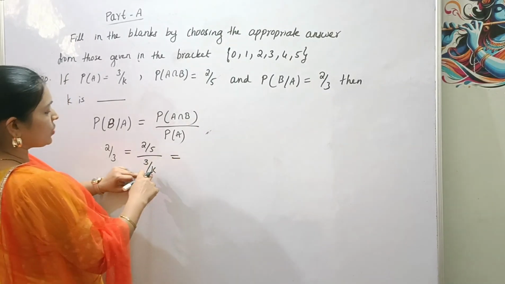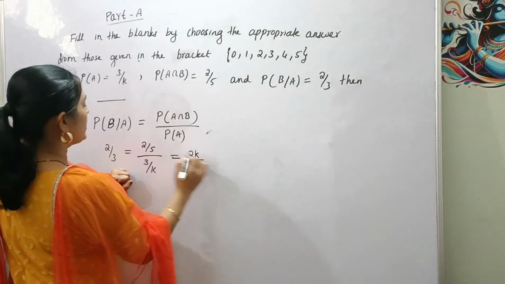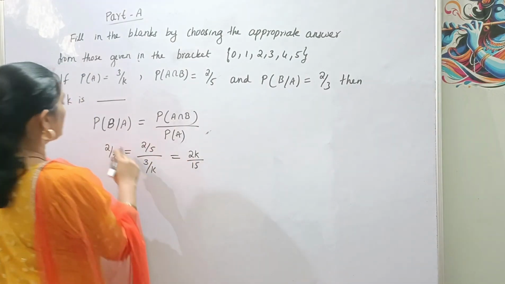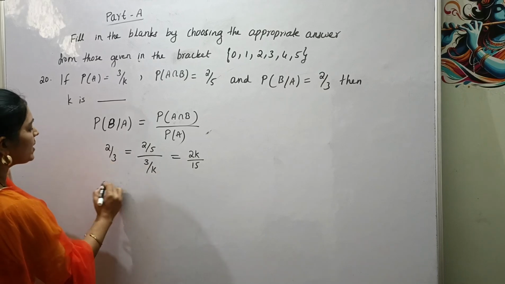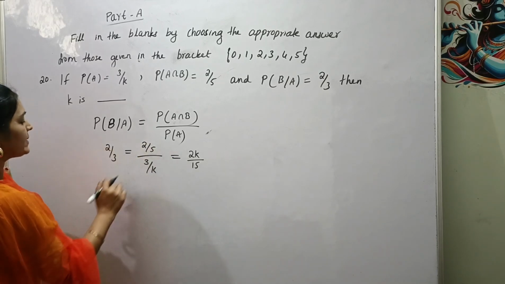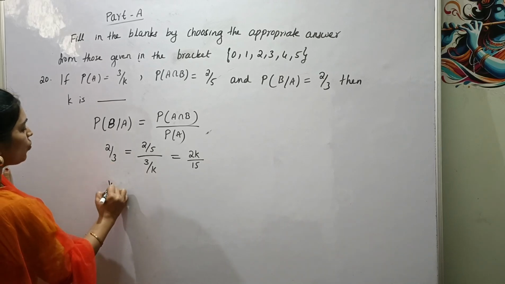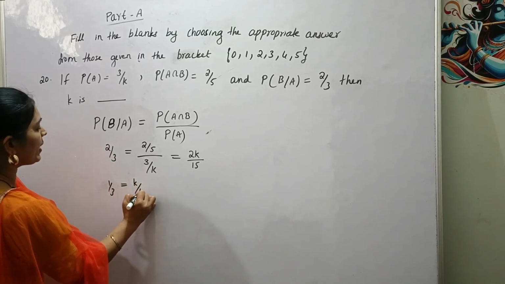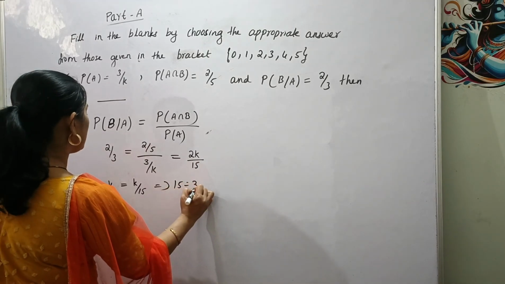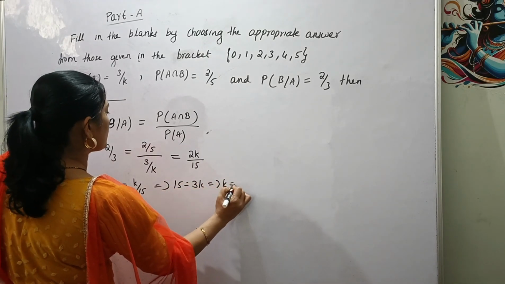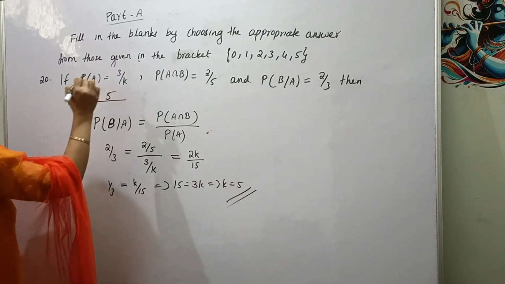So here take this K here, so 2K divided by 15. 2 by 3 is equal to 2K by 15, right? So cross multiply, 2 cancelled, that is 1 by 3 is equal to K by 15. That implies 15 is equal to 3K. That implies K is equal to 5. So K value is 5. Answer is 5.